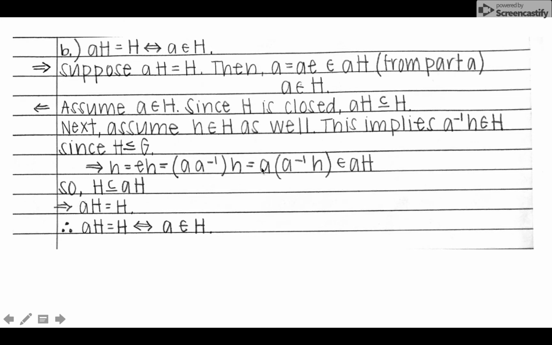Using the associative property, we have A inverse H, and we know that that's in AH. So H is a subset of AH, and this implies that AH is equal to H. So therefore, AH is equal to H if and only if A is in H.